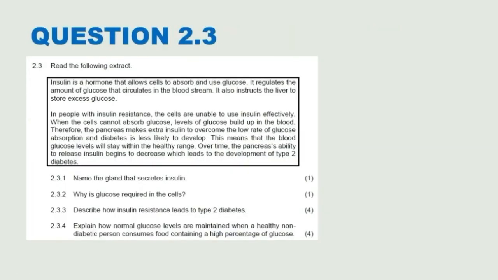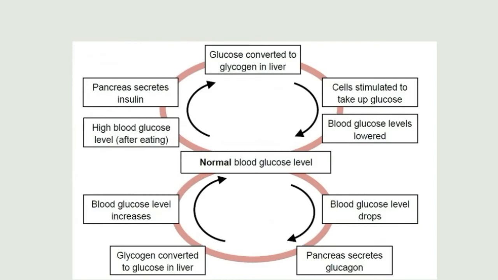Our next question is question 2.3. So here they give you an extract explaining how insulin works with blood glucose levels, and then also what it means if someone is insulin resistant. So this is also an important section for you to read through, as it sort of works like a comprehension test, because they can ask questions based on the extract that's given, and then they can also ask questions that you had to study for this specific section. But before we go into detail with the extract, let's just quickly go through our summary again.